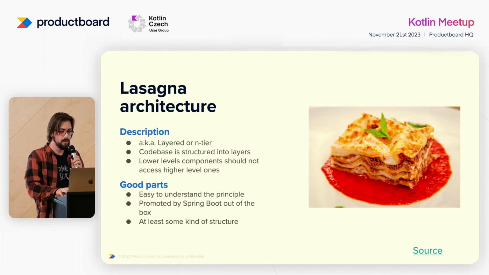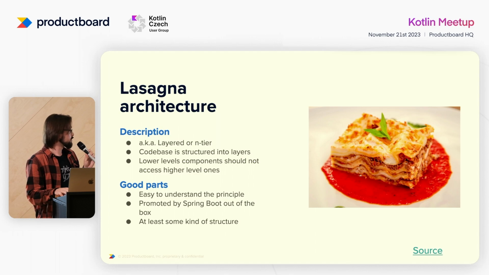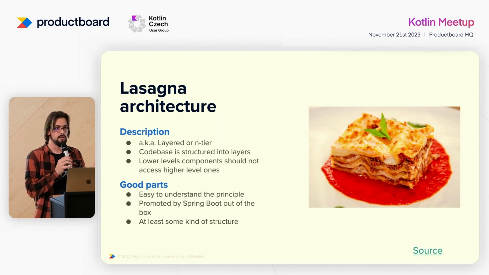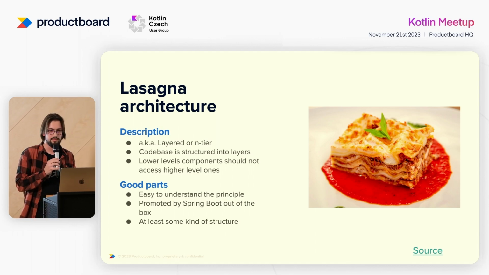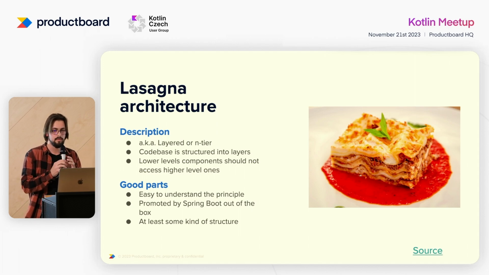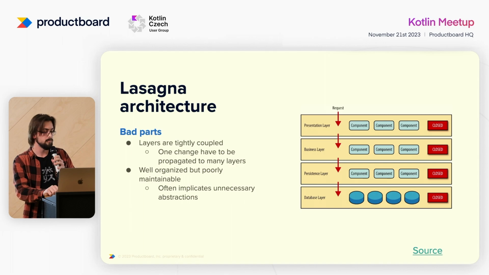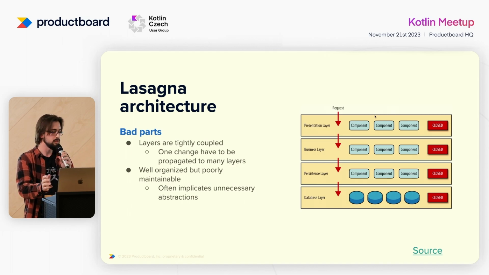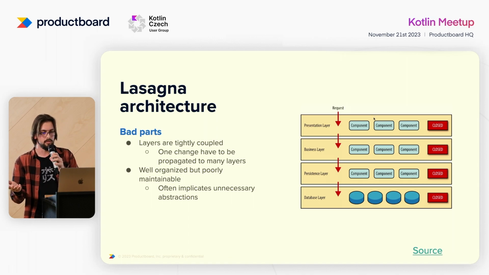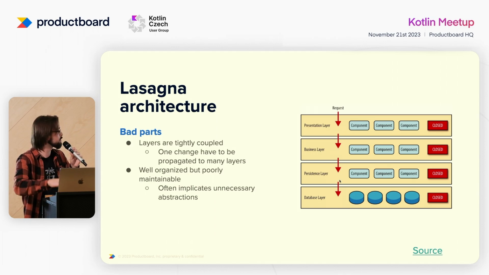and very easy. It's also promoted by Spring Boot out of the box, all of their examples and code snippets are mostly in this layered architecture, and at least it's some kind of structure. But it has its bad parts as well. So basically, this is how it looks, and you can have different rules on how relaxed it is, like which layers can call which, but it basically goes from top to bottom.